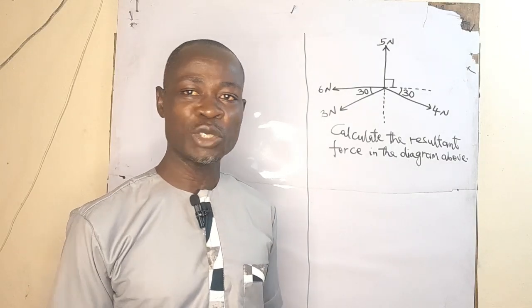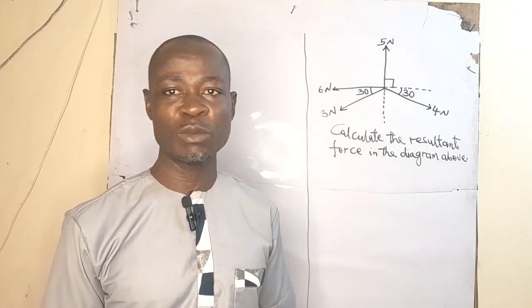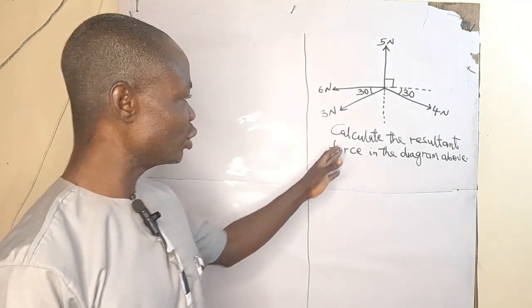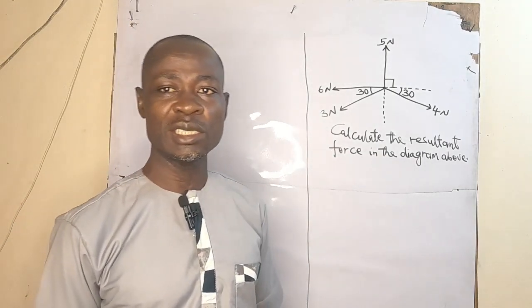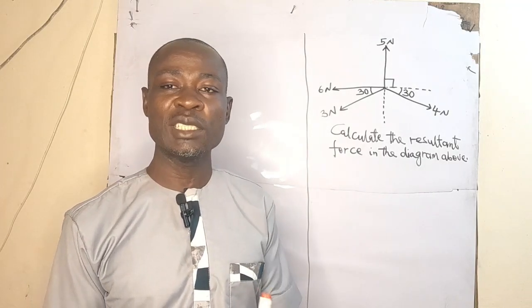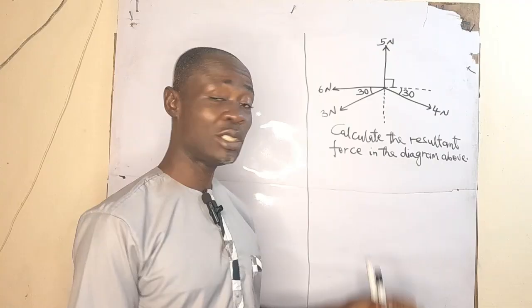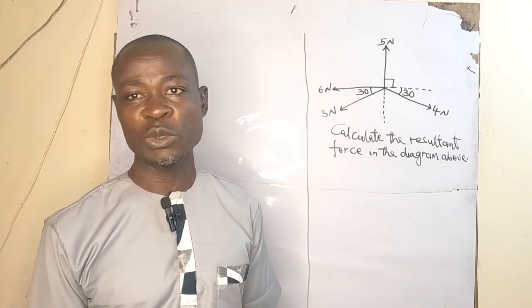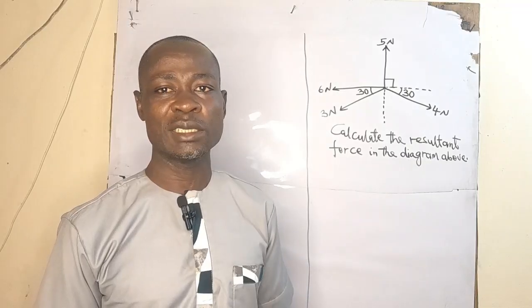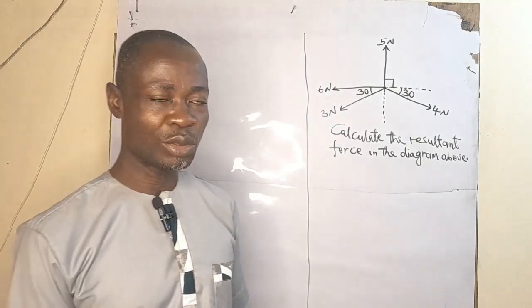How we are going to solve this one is quite different from what we did in our last section. The method we are going to use here is resolution of vectors. We are going to resolve these forces into components, which we'll call the horizontal and the vertical components. So how do we resolve these into their components?